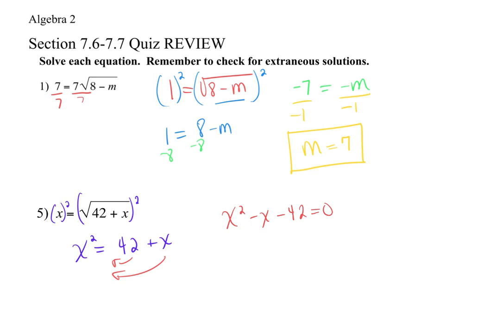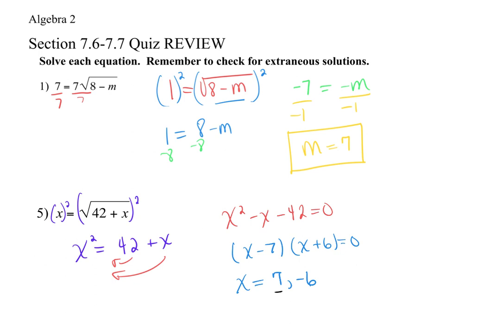And now I can factor. I want factors of 42 that subtract to give me 1. So I'm going to get x minus 7, x plus 6, and those equal 0. So I'm actually going to get 2 answers at first here. I'm going to get 7 and negative 6. And I need to check for extraneous solutions.